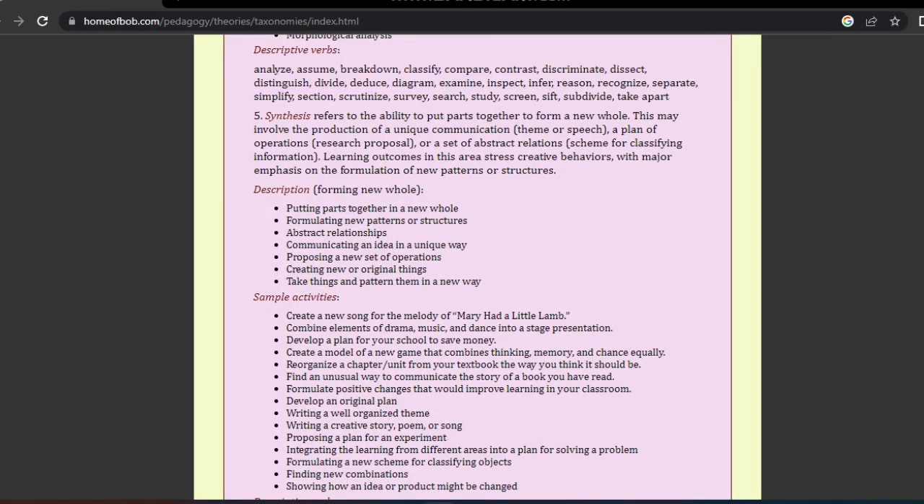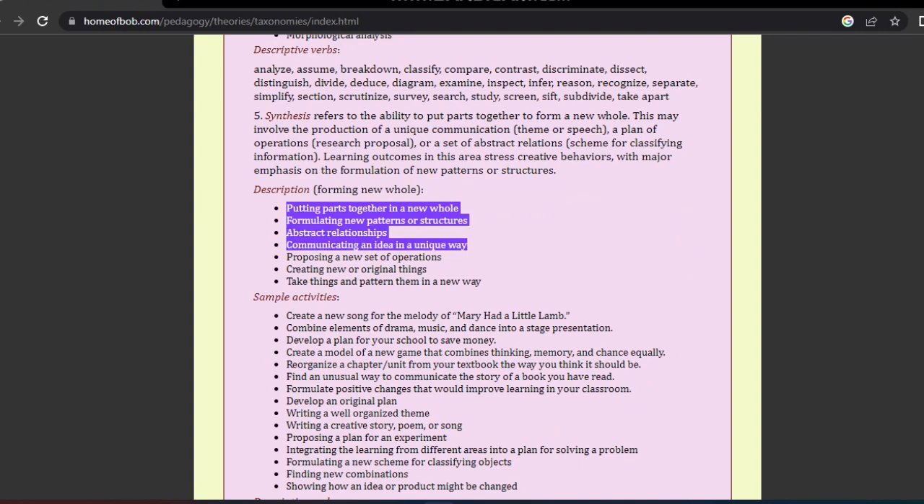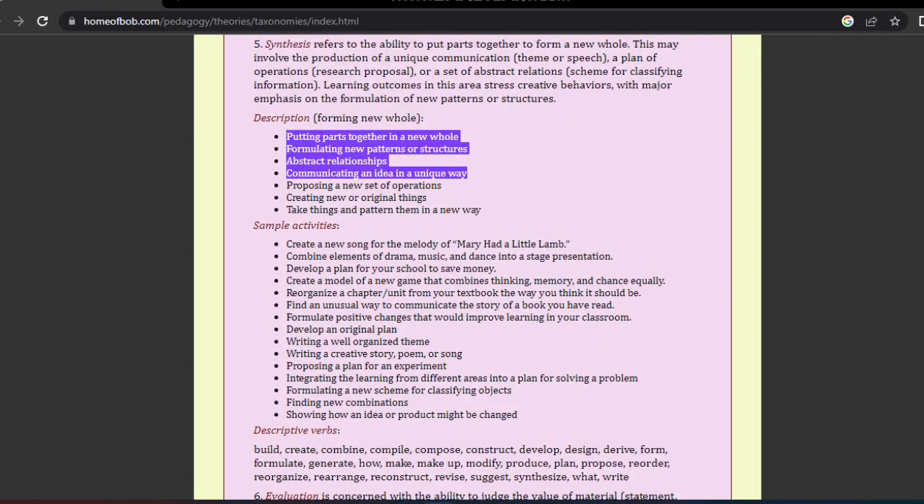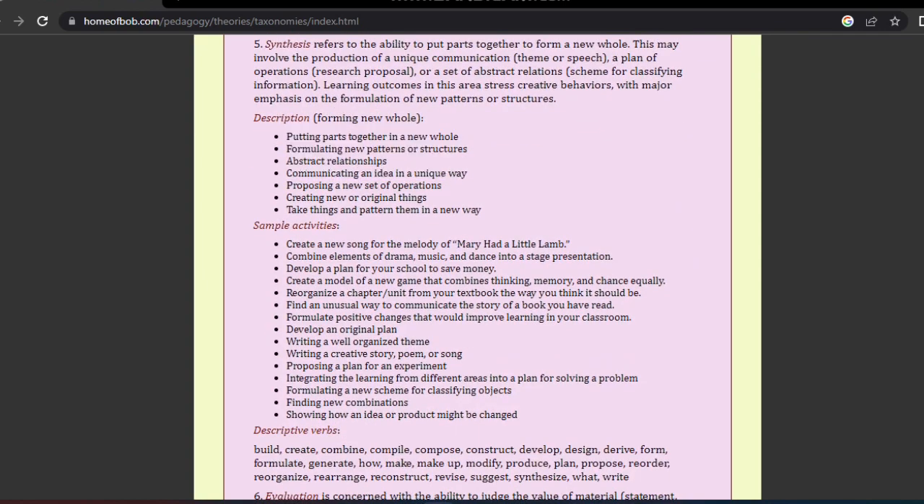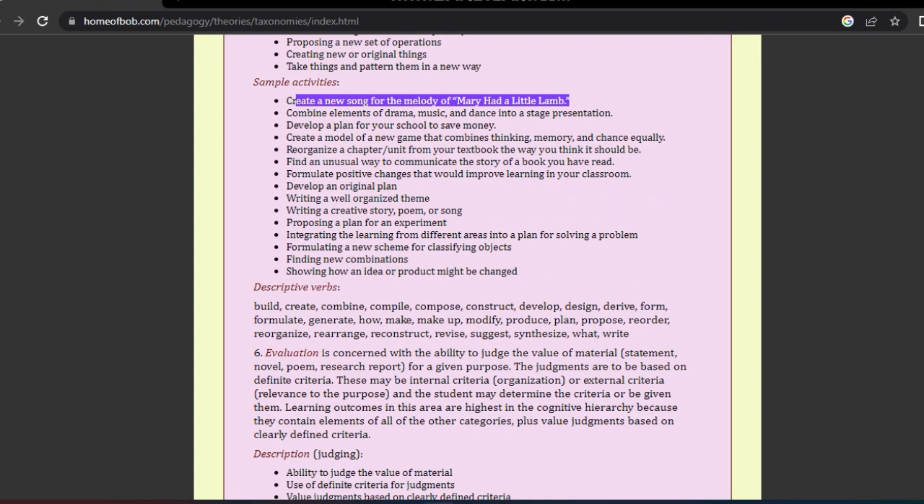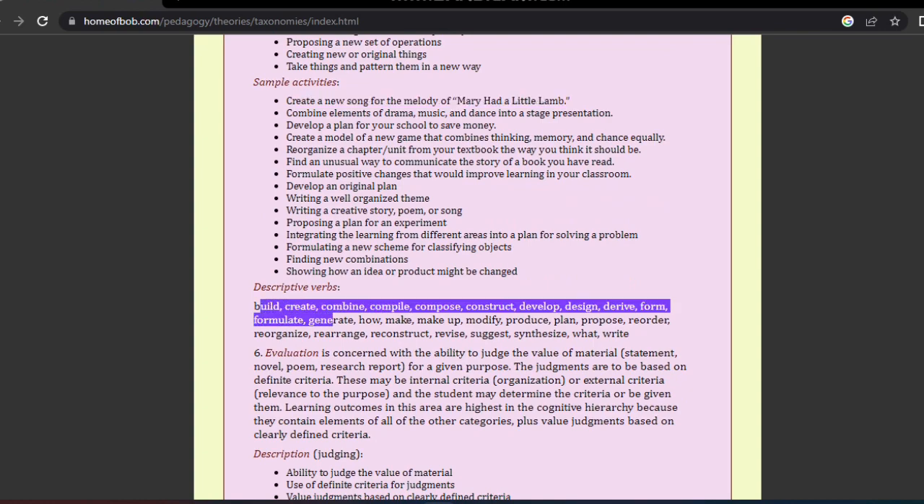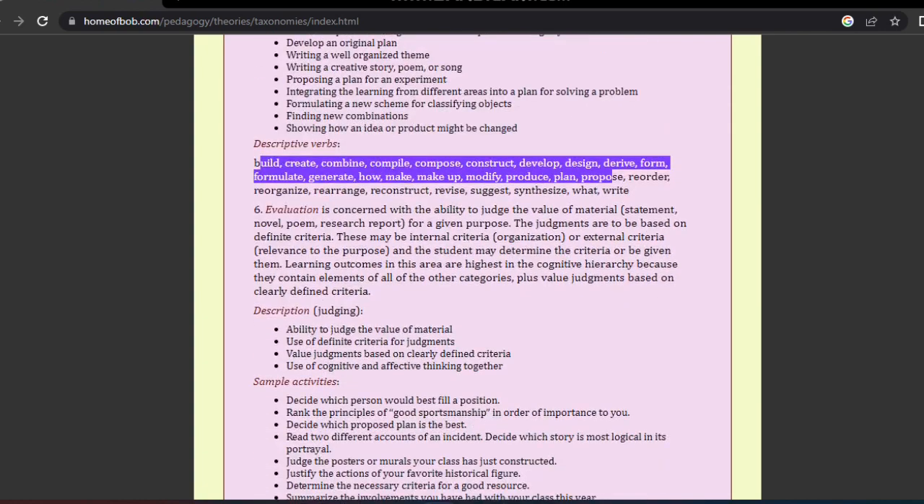And here you can see the description for synthesis, that is forming a new whole, putting parts together in a new whole, formulating new patterns, structures, abstract relationships, communicating an idea in a unique way. And here are sample activities, that is create a new song for the melody of Mary Had a Little Lamb. And what are the descriptive verbs? Blend, create, combine, compile, compose, construct, develop, design, derive, form, formulate, generate, etc.